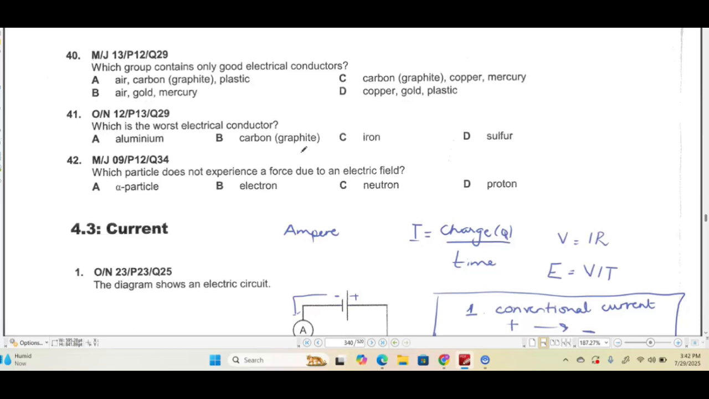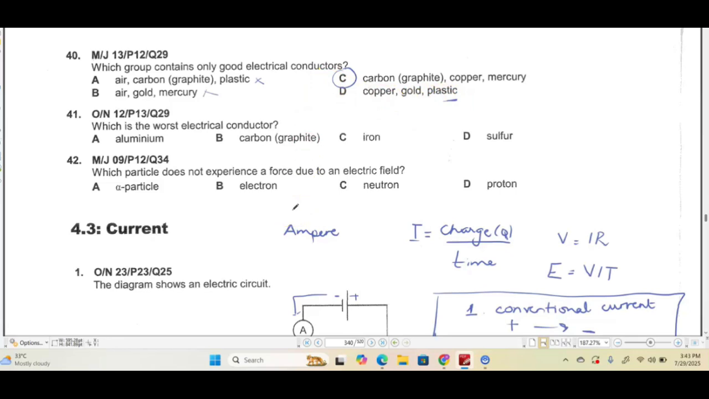Question number 40. Which group contains only good electrical conductors? Air, carbon, graphite, plastic. No, plastic is not a good conductor. Air, gold and mercury. Gold और mercury तो कर सकते हैं आप, but air, no. C is carbon, copper, mercury. All of them are metals. So C जो है, those would be good conductors. यहाँ पे फिर plastic आ जाता है, which is not a conductor. So C is the correct option.